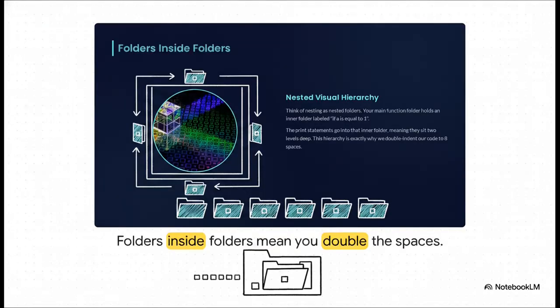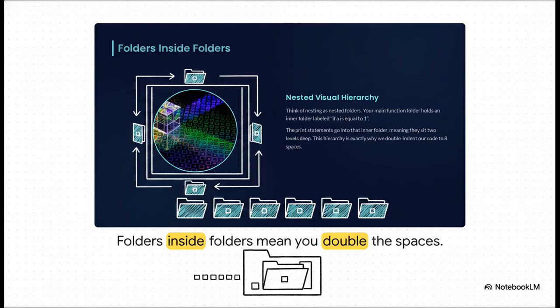So what exactly happens to our spacing when we nest these logic blocks? Well, we simply double it, which brings us to the number 8. When you drop a block of nested code inside another block of code, you absolutely need 8 spaces to show that it's 2 levels deep. That's 4 spaces for the first level and another 4 spaces for the second level. Connecting this back to our physical metaphor, 8 spaces simply represents putting a folder inside of another folder. Your main function?